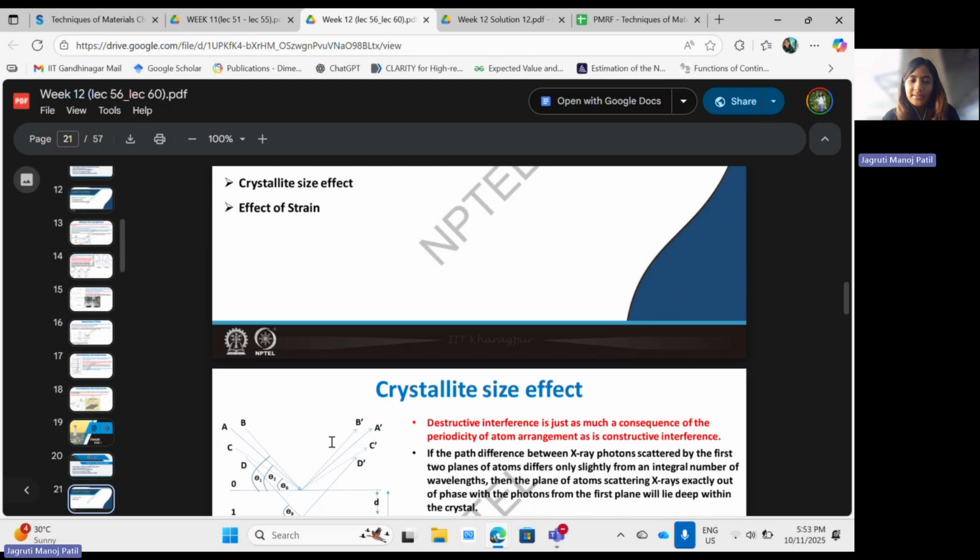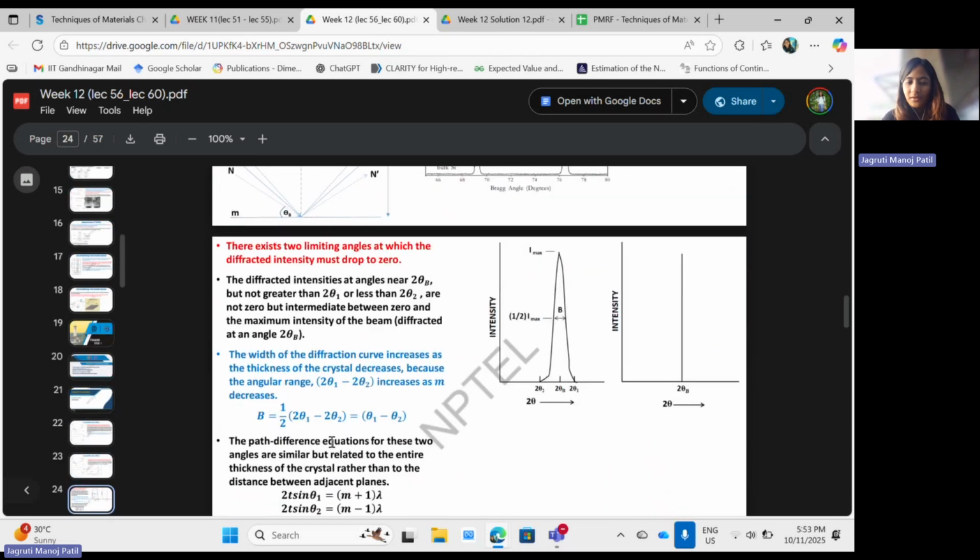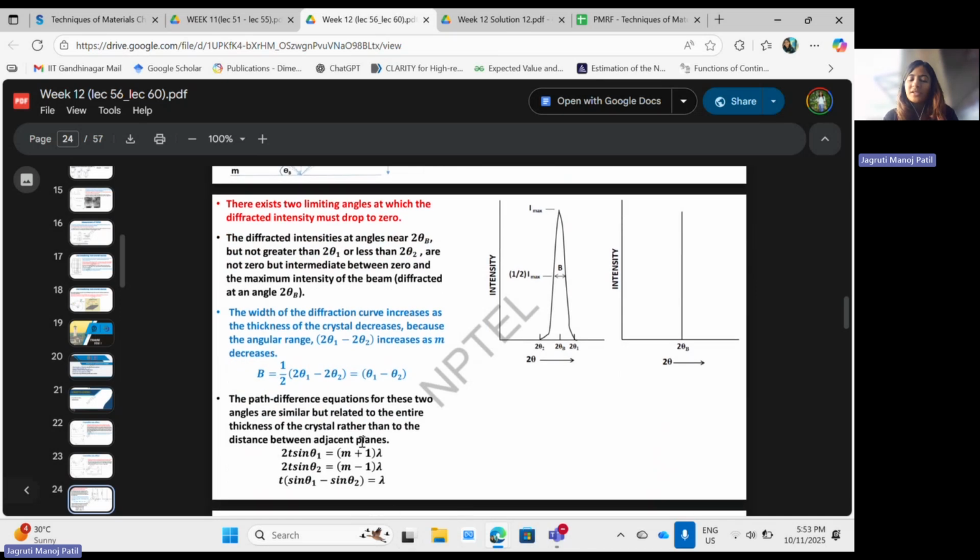Following it, you have the crystallite size effect and the effect of strain. If you see how your beam width is determined, the width of your diffraction curve will increase as the thickness of your crystal decreases, right? Because the angular range from 2 theta 1 to 2 theta 2 increases as your m value increases here. If you want to calculate this width, it would be nothing but half of this particular b value, your broadening effect or your diffraction curve's width.